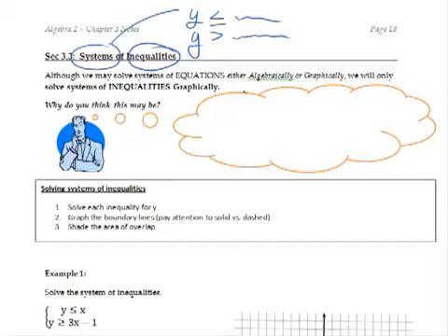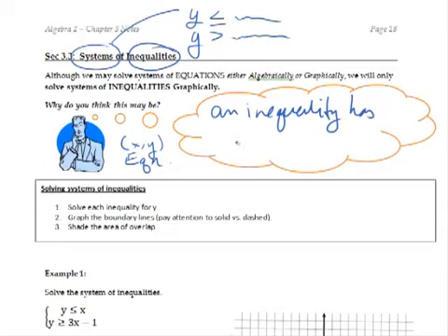And let's think about why this might be. Remember that when you have an equation, you will have a single value or ordered pair that is your solution point. And this can be the solution point where two lines or two equations intersect at one point. But an inequality has many solution points. And when we try to solve two inequalities, we're trying to find many solution points that work for both of them. And algebraically, this can be quite a lot. So we're just going to focus on the graphical side.